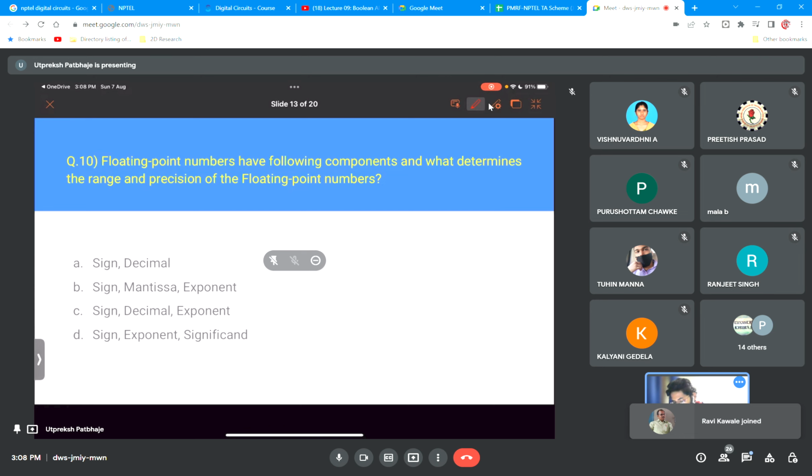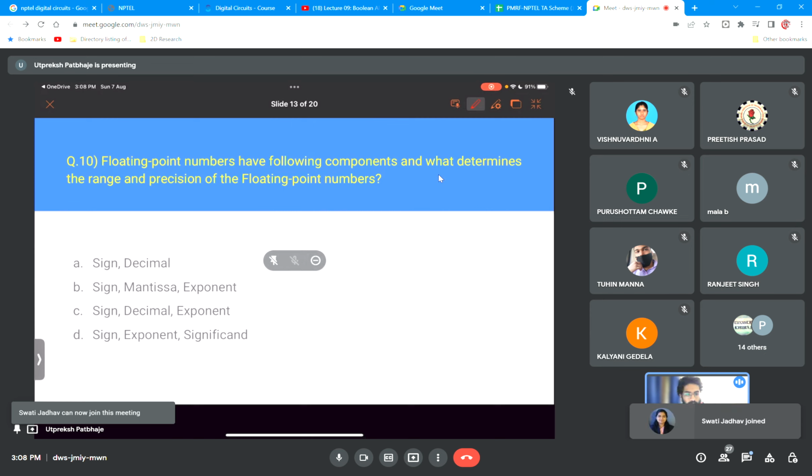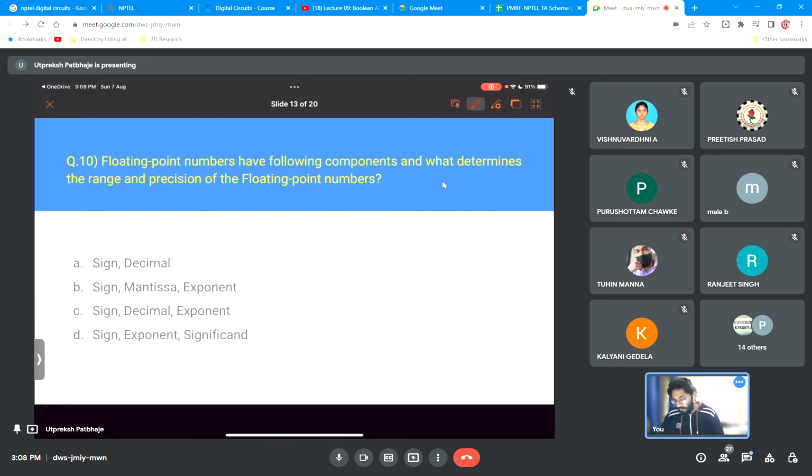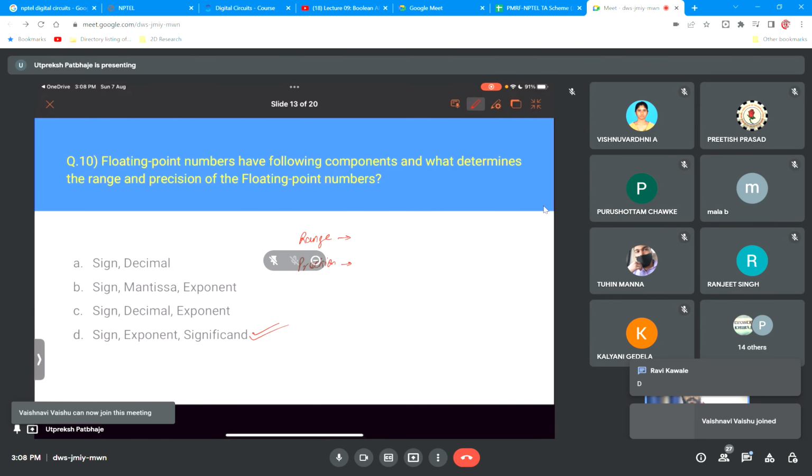Yeah, so there was this question. I think this is pretty straightforward since you guys have already told me what the parts are. So you can quickly guess the answer to this question. That is, floating point numbers have the following components, and what determines the range and precision of the floating point number? Components you guys have already told me. So that is sign, exponent, and significant. So that is already known. But what determines the range and precision? Can you point out which of these components defines the range and which defines the precision of the number that you are trying to denote using this floating point number?